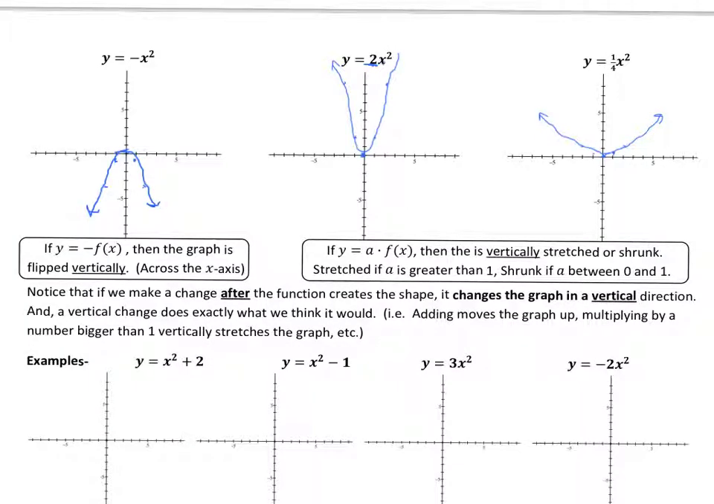Okay, so the number out in front. If A is there, it's vertically stretched or shrunk. It's stretched if A is greater than 1, or it's shrunk if A is between 0 and 1. That's how we determine whether it's a stretch or a shrink. And if A is negative, we flip it over.